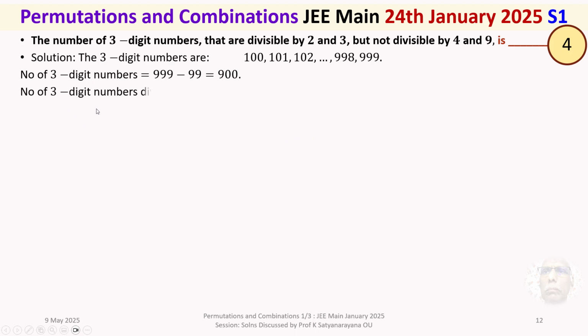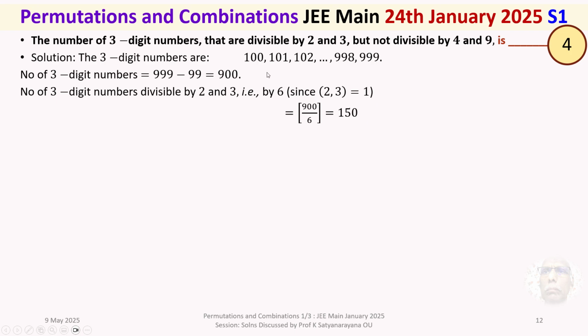So the number of 3-digit numbers divisible by 2 and 3, that is by 6, because the GCD of 2 and 3 is 1, is given by the greatest integer function of 900 by 6. The bracket is not needed here, because you are getting exactly 150. In a general setup, this is the approach, and here it is 150.